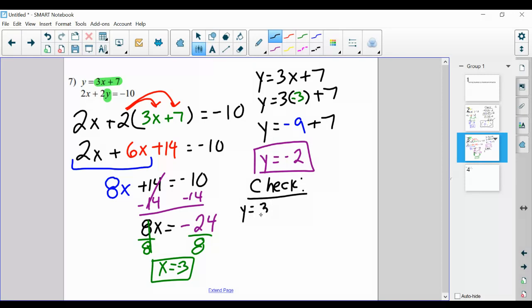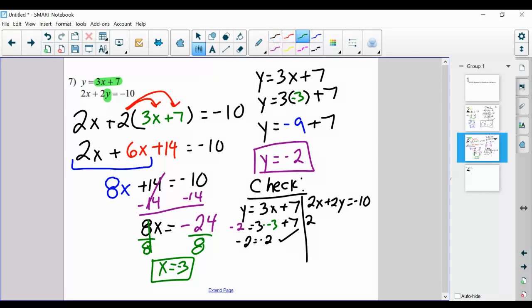We have y is equal to 3x plus 7. The y value is negative 2 is equal to 3 times our x value, which is negative 3, plus 7. And we do end up getting negative 2 is equal to negative 2. Now we need to check our other equation. That was 2x plus 2y is equal to negative 10.